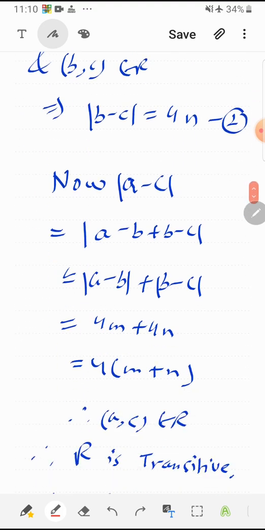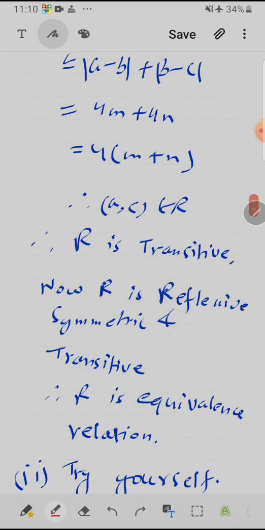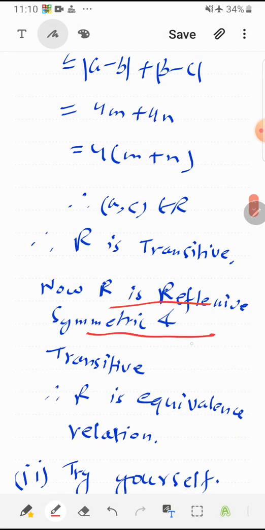So, as it was asked to check whether it is an equivalence relation or not, in the last we have to compile by writing: as R is reflexive, symmetric and transitive, that is why R is an equivalence relation. Remember this. These lines are very, very important.